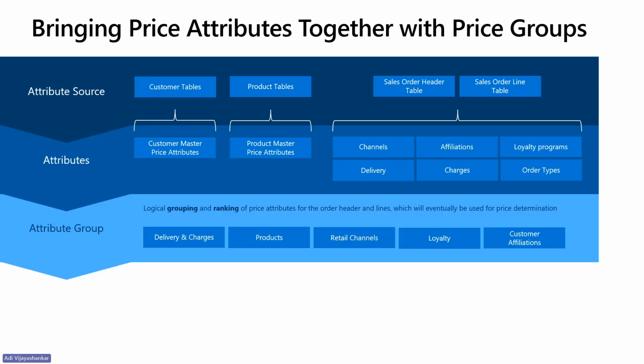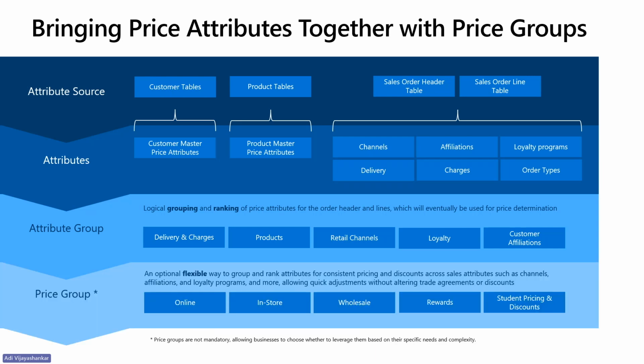So once you have your attributes defined, the next step is to group and rank them. This is where price attribute groups come into play. By grouping together attributes like channels, affiliations, loyalty programs, and order types, you create a logical set of conditions that will be used to determine the final price in your trade agreements.